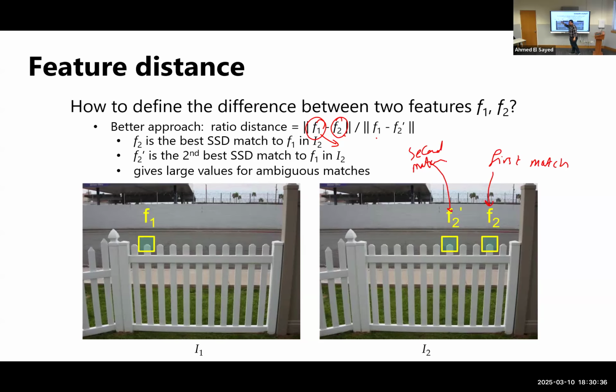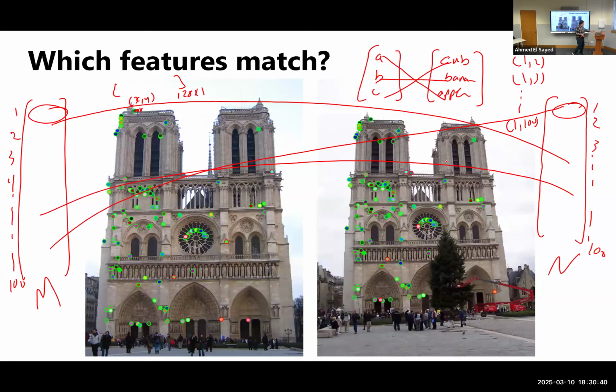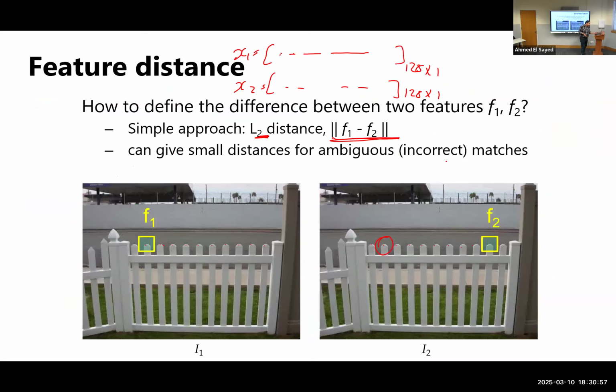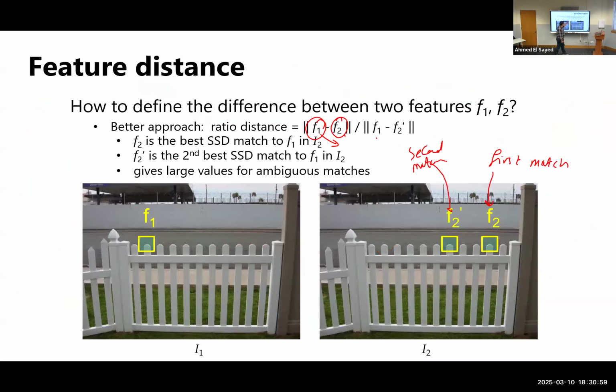How can I find the first match and second match? By sorting this. Remember, calculating 1 against 1, 1 against 2, 1 against 3, right? Then I will sort. Then I will find the minimum and the second one after the minimum. So this is the first match and the second match. Using this ratio will give me better understanding of the ambiguity in my data.